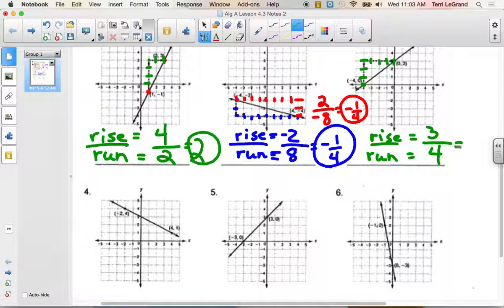No, we're not going to change them to decimals. We're going to leave them as fractions. So we're going to say 3/4 is our slope. Okay, 3/4 is actually our slope.